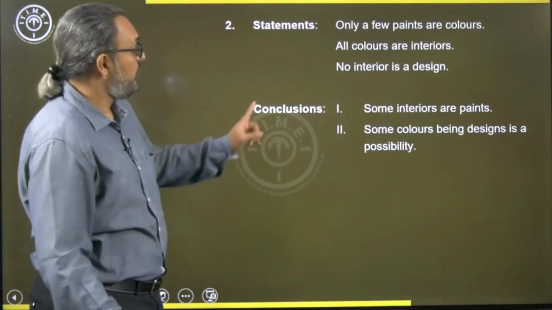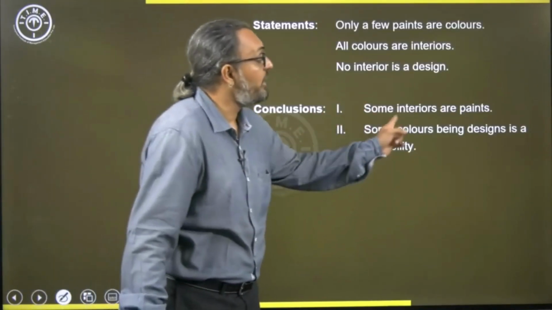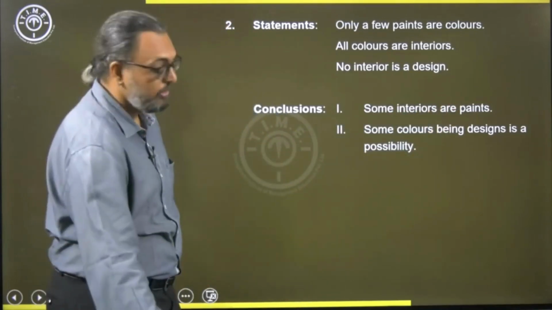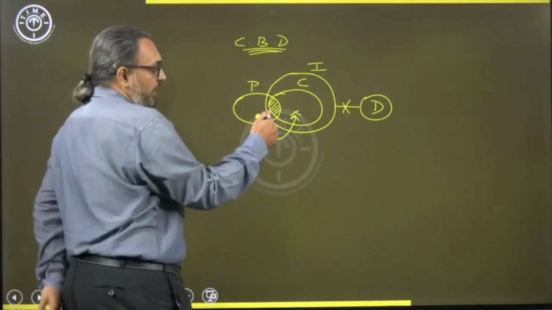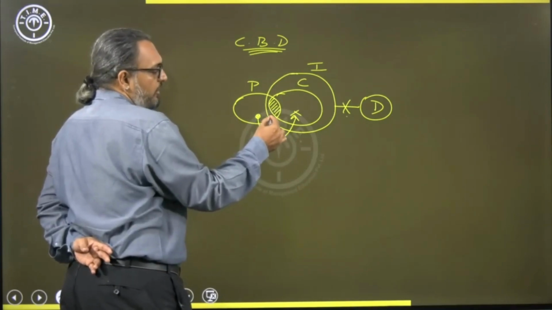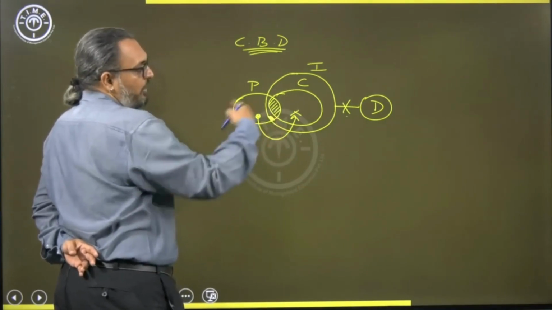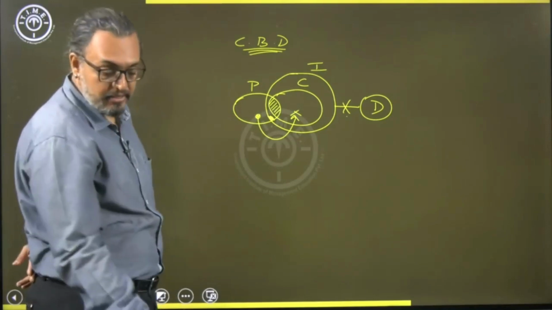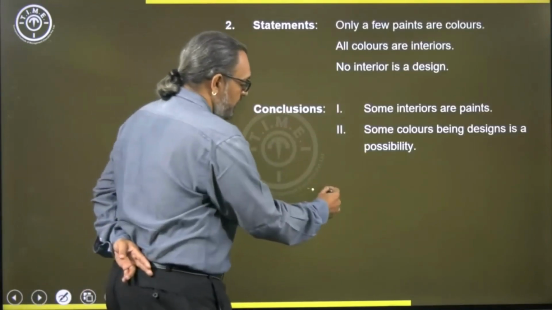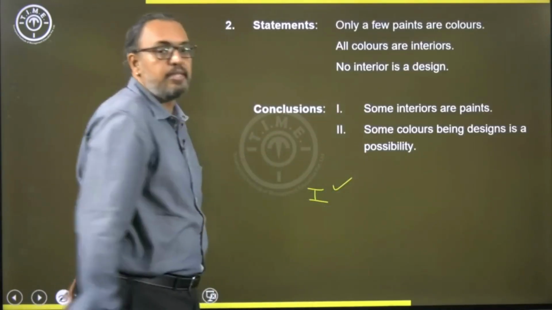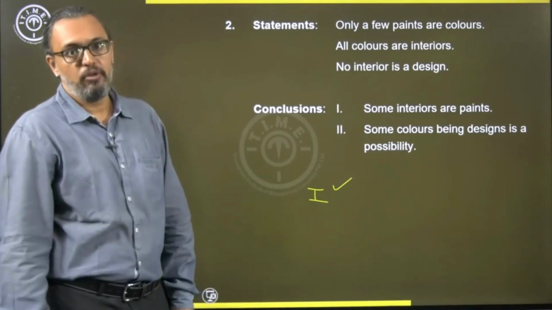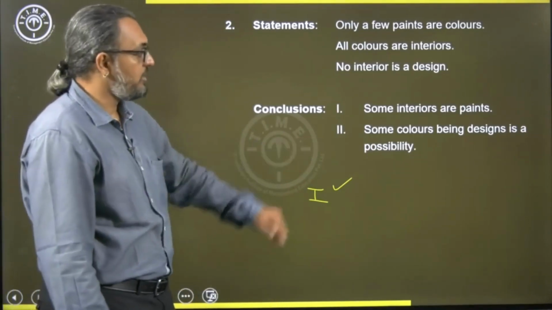Now coming to the conclusions. The first one we have is some interiors are paints. Check. Are some interiors paints here? Yes, definitely. See here, there is some overlap happening between I and P. Some interiors are paints. So it is a positive conclusion that satisfies your basic diagram. So it follows.